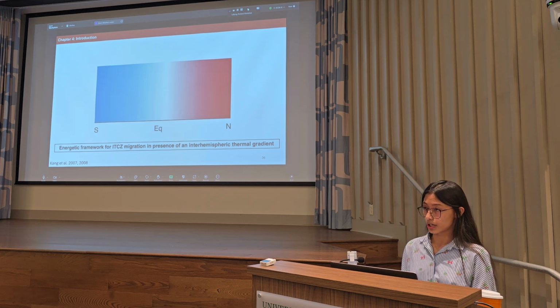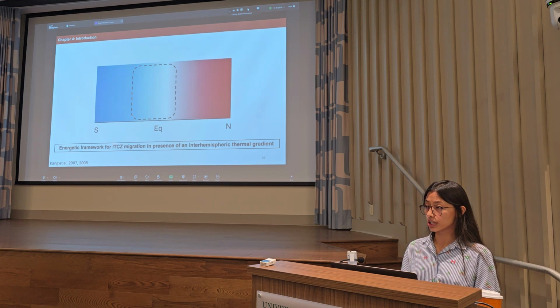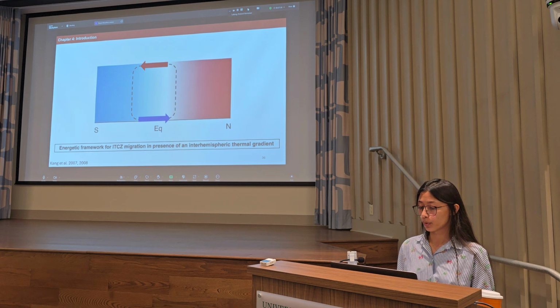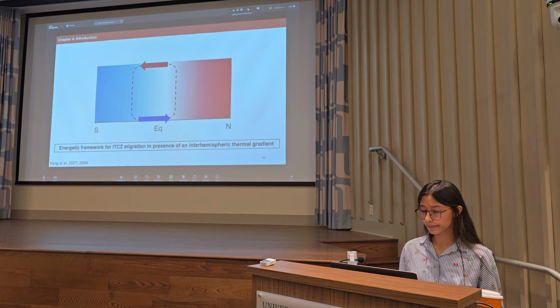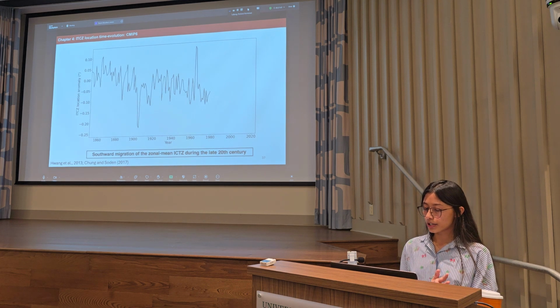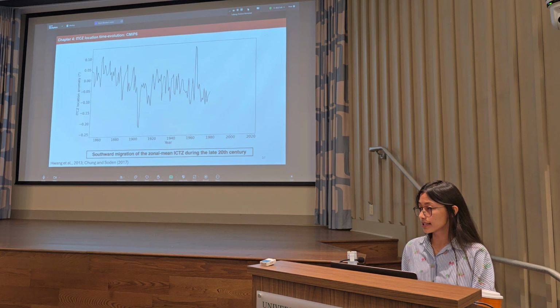And according to the energetic framework, it postulates that this interhemispheric thermal gradient sets up an anomalous Hadley circulation, which transports energy into the cooler hemisphere from its upper branch, whereas it transports moisture in the opposite direction into the warmer hemisphere from its lower branch, which further pushes the ITCZ into the warmer hemisphere. And that's the schematic.